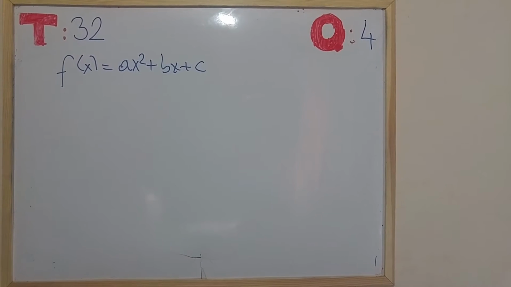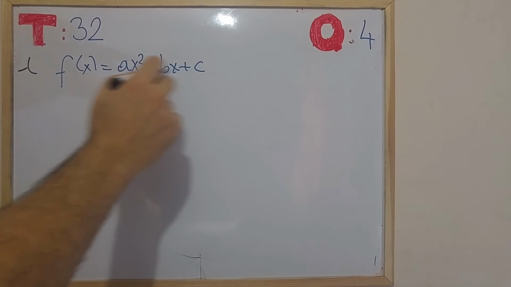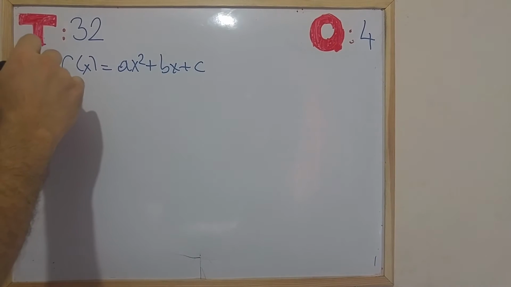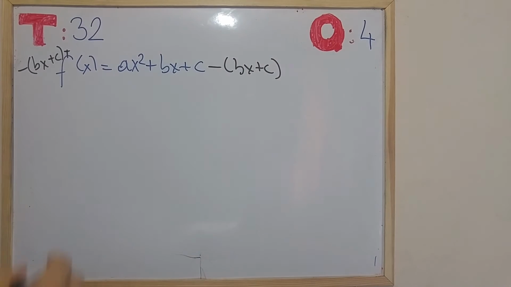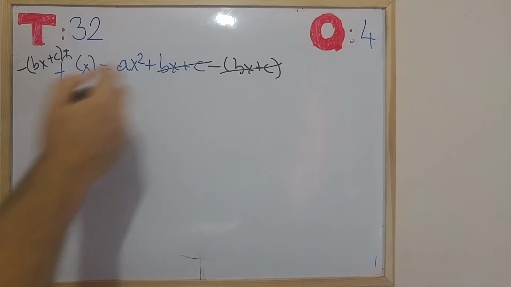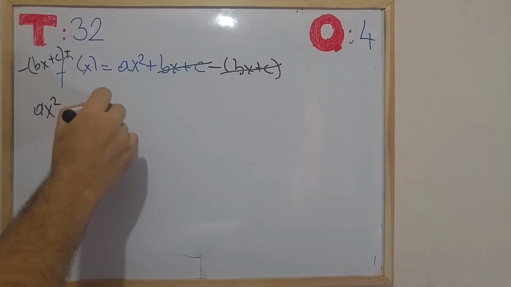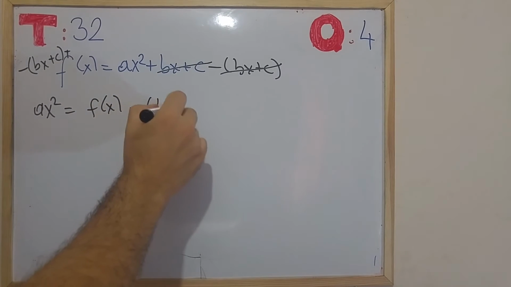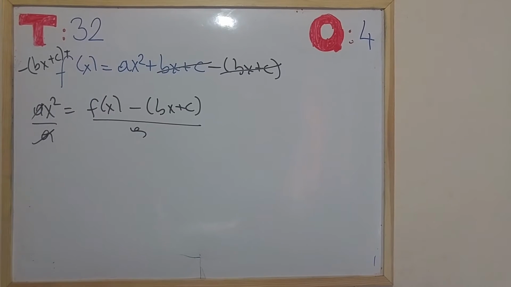For x squared, so let's subtract bx plus c from each side. So what I have is these cancel each other out. Ax squared is equal to fx minus bx plus c. Now I need to divide everywhere by a. So x squared is equal to fx minus bx plus c over a.